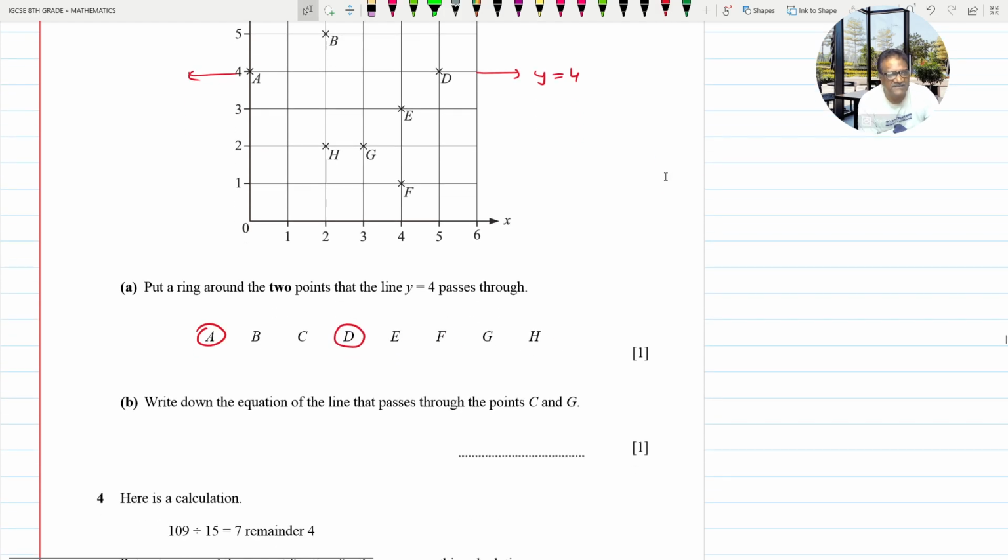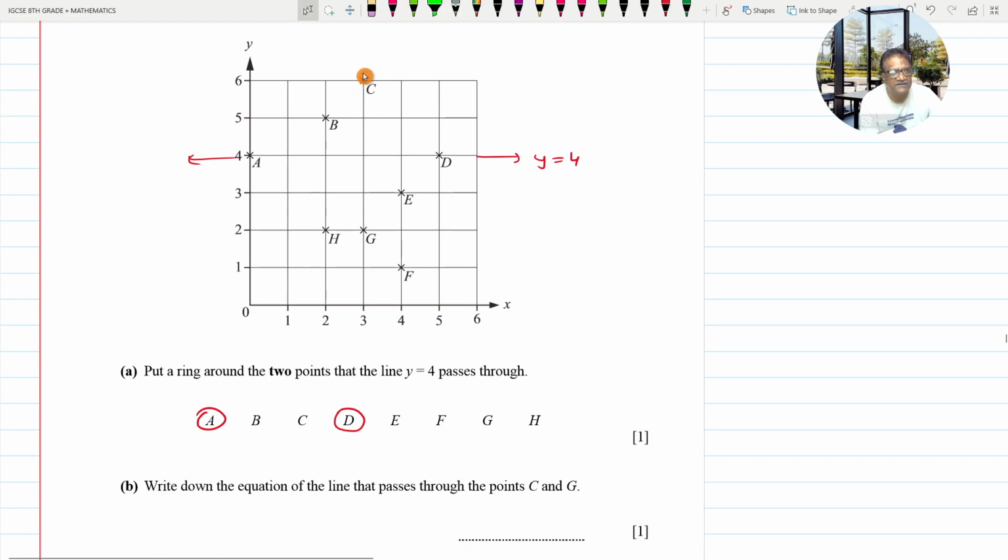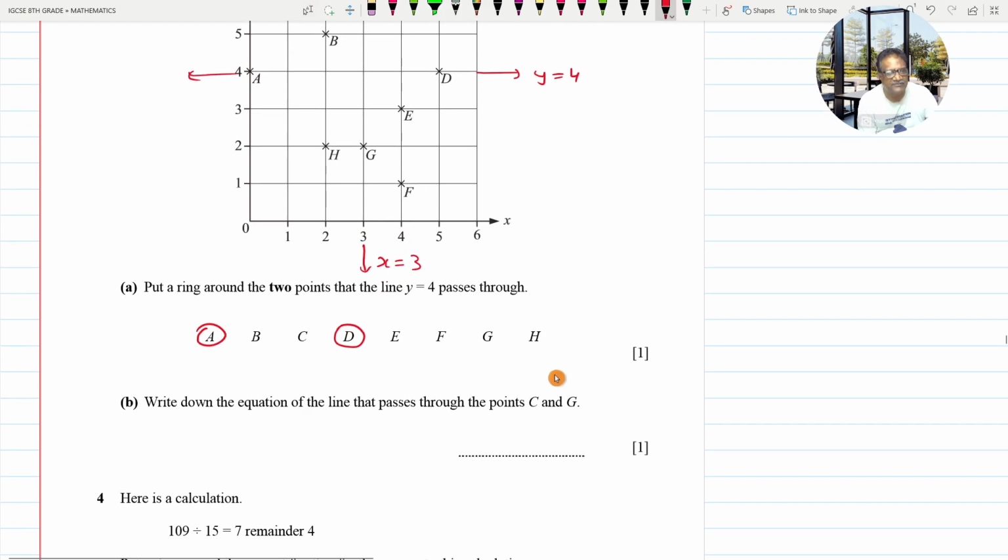B part of the question is: write down the equation of the line that passes through the points C and G. So where are the points C and G? You can see here, this is the point C and G. The line passing through C and G is parallel to the y-axis and passes through the x-axis at the point 3. So the equation will be x equal to 3. So C and G pass through a line whose equation is x equal to 3. Right? So that's the answer for question number 3, both A and B.